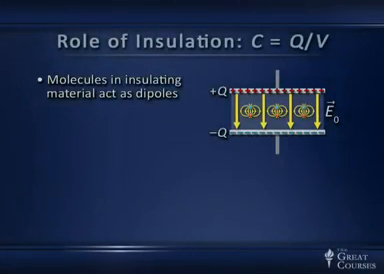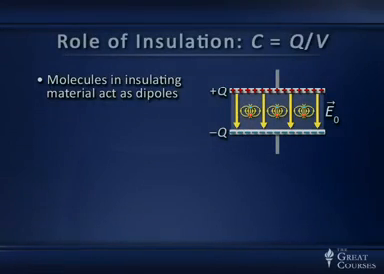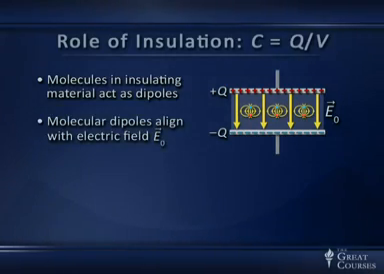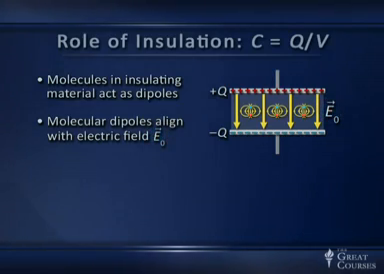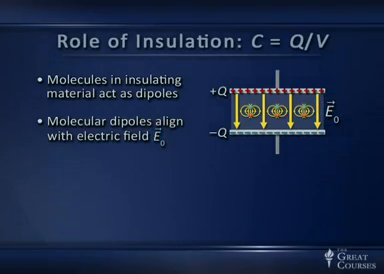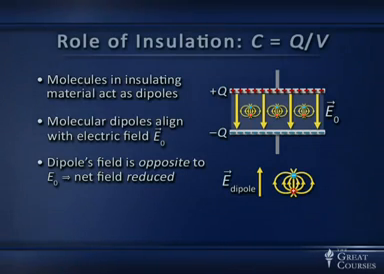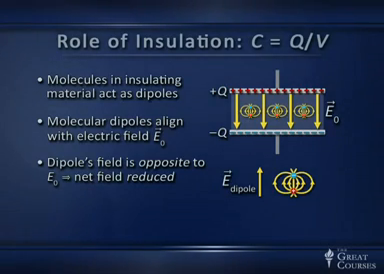And we can think of insulating materials. They don't conduct, but they consist of little dipoles. Molecules are dipoles. And those dipoles flip and align themselves with the field. So the molecules act as dipoles in this insulating material. They align themselves with the electric field, which I'll call E sub 0, the electric field created by the charge on the capacitor. And the dipole's field, when they align, if you look at this little picture, ends up being opposite the field that was applied, because the negative part of the dipole is going to be attracted to the positive plate. So the dipole's field goes the other way, and that reduces the overall electric field in the capacitor.